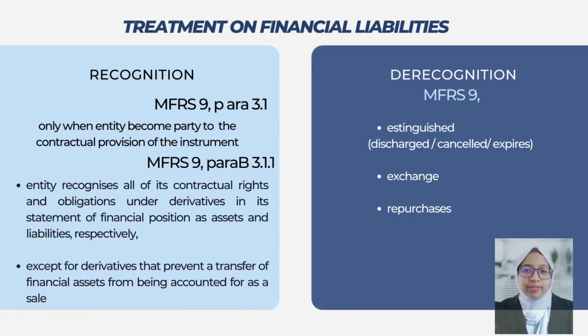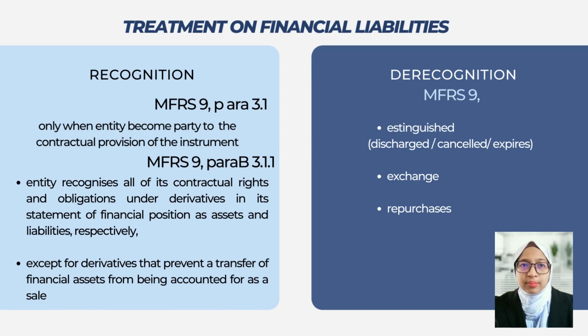We only recognize a financial liability when the entity becomes party to the contractual provisions of the instrument. The entity recognizes all its contractual rights and obligations under derivatives as assets or liabilities, except for derivatives of financial assets that can be recorded as a sale. And for derecognition, we have extinguishment, which happens when the contract has been discharged, cancelled or expires. And also we have exchange and repurchase.